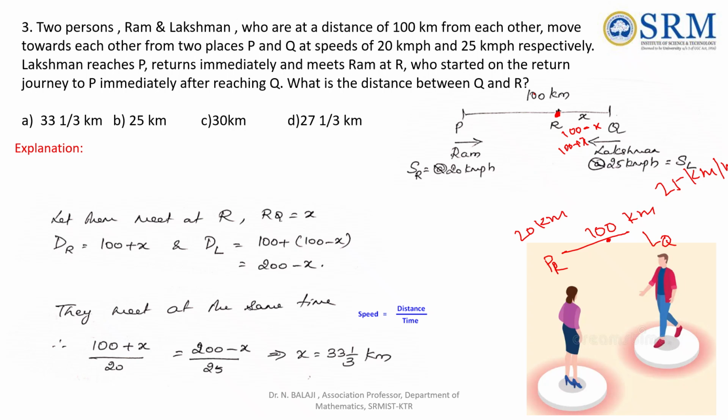We have to find the speed. Both have traveled the same time up to that particular place. For Ram, I am taking 100 plus x, and he is going at 20 kilometers per hour. Lakshman is going 200 minus x. This is because 100 plus 100 minus x, as 100 is one trip and coming back is 100 minus x. Both added means 200 minus x, at 25 kilometers per hour. If you calculate, x is equal to 33 and 1 by 3 kilometers. Right.